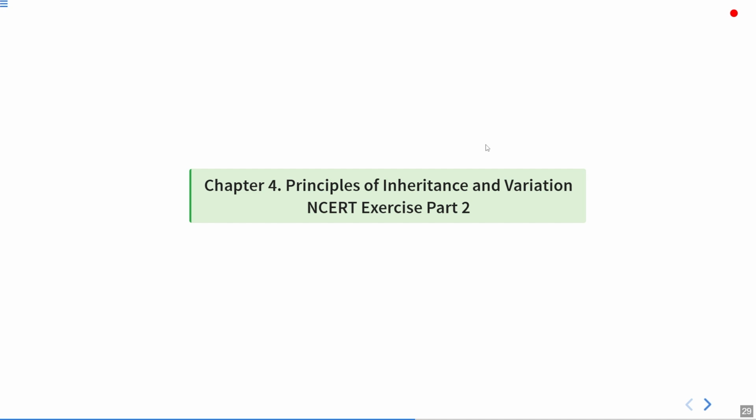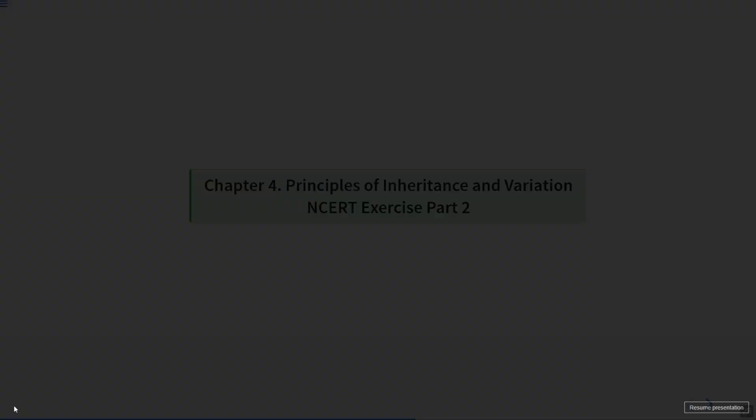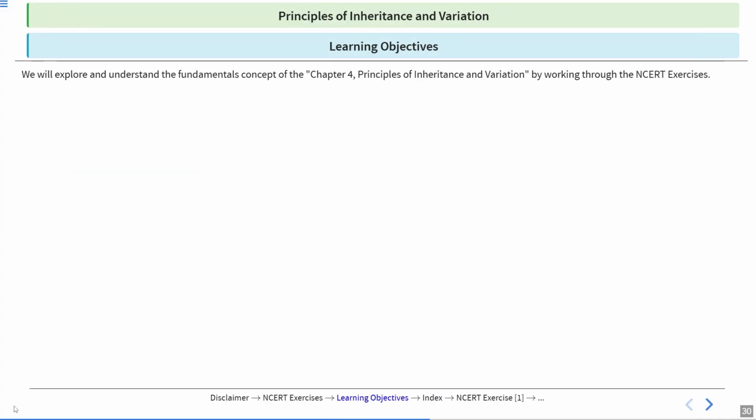And today we'll be discussing the NCERT exercise for the chapter Principle of Inheritance and Variation. Okay, so this is part 2 of the lecture. So, what are the objectives of today's session? We will explore and understand the fundamental concepts of chapter 4, which is Principle of Inheritance and Variation, by working through NCERT exercises.